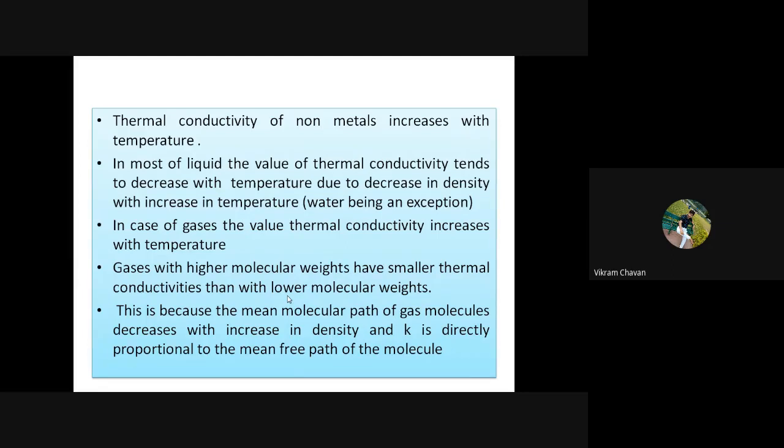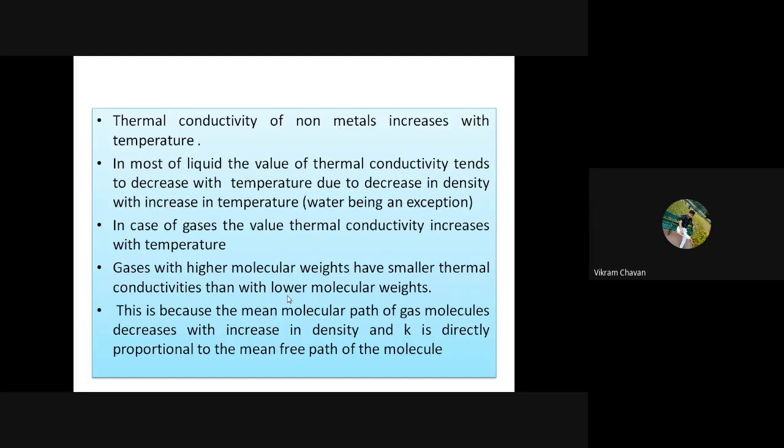So as the temperature goes on increasing, molecules will vibrate at their mean position very rapidly, and the collisions start increasing. The heat transfer will increase, so the thermal conductivity also goes on increasing with respect to temperature. Is everyone getting this point?